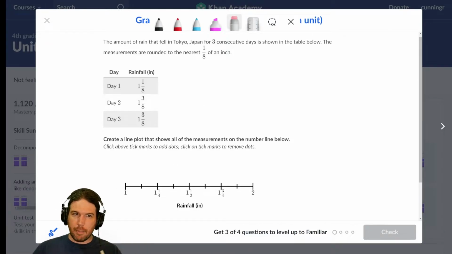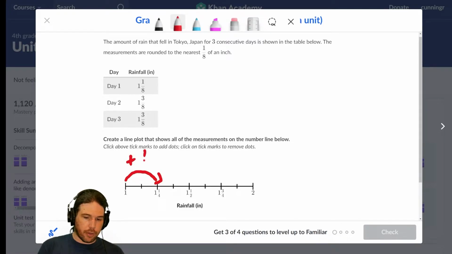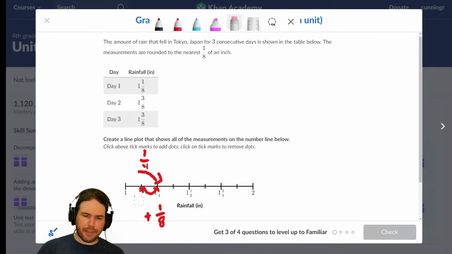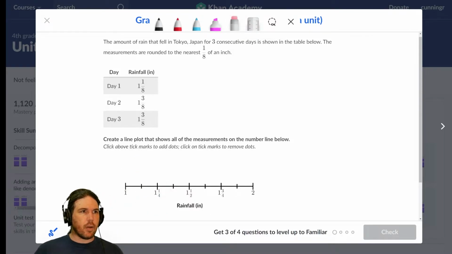I'm gonna belabor this point for a moment. To go from 1 to 1 1/4, that is adding 1/4, yeah? Which means that each of these is half of 1/4. So each of these little ones is plus 1/8. Yeah, half of 1/4 is 1/8. And I think that's what the problem means when it says the nearest 1/8 of a unit.